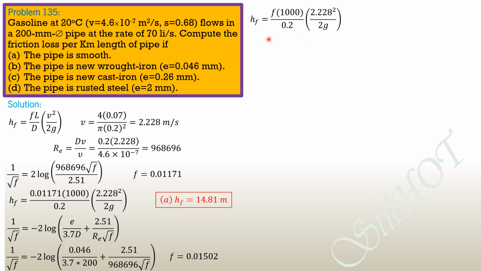So let's express it in general in terms of F, and we'll use that as our formula, so that we just compute for F. So it is 1265.03 times F. Since F is known, HF is 1265.03 times 0.01502. So HF is equal to 19.00 meters.